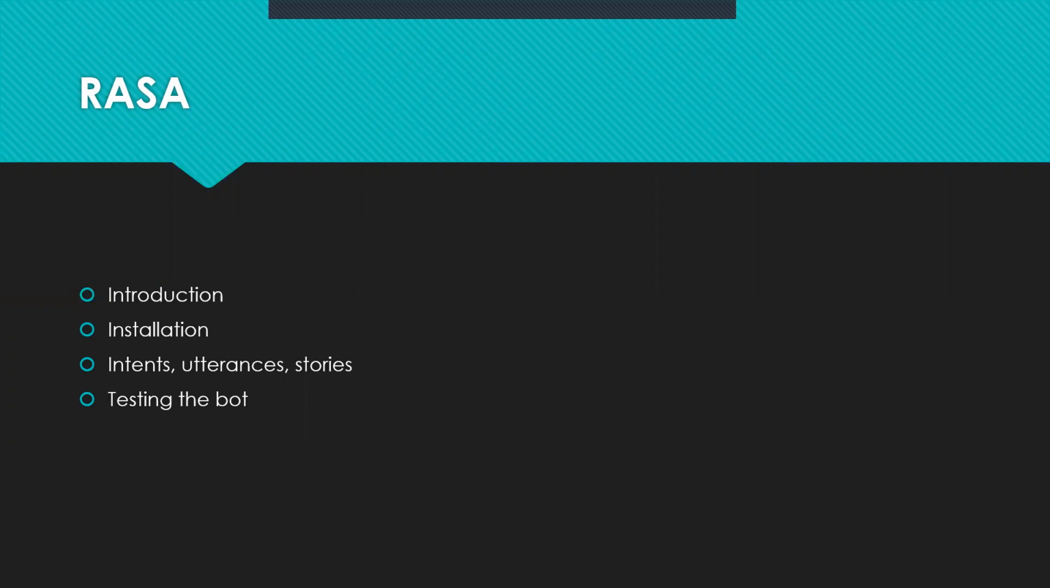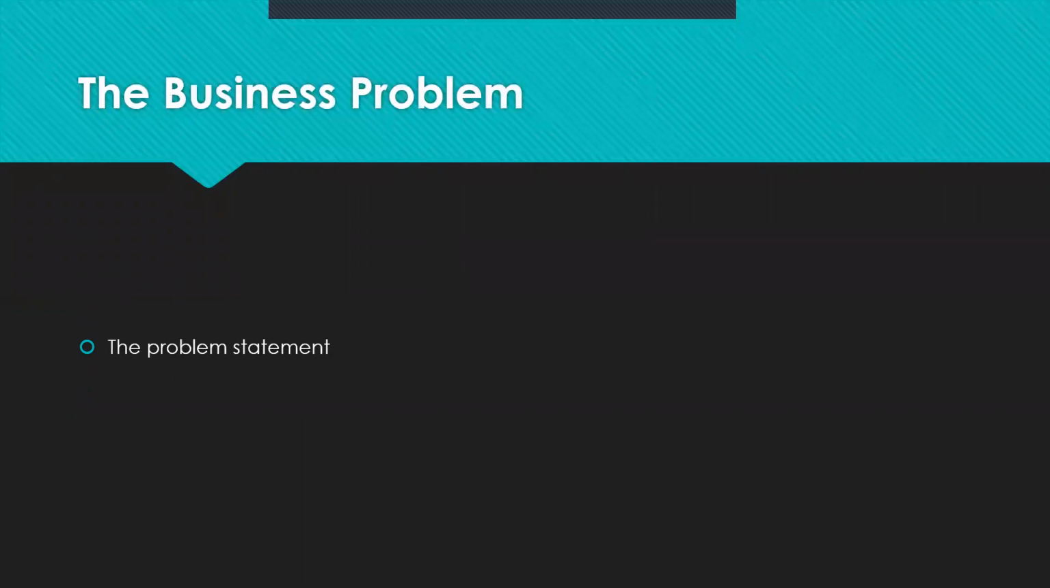Again, we'll talk about basic terms like intents, user utterances, and stories, and how they help us guide our conversation flow. Once we have all those things discussed, we'll go ahead and test our bot in either CLI or a web UI. After that, we'll talk about our problem statement, the business problem that we are going to solve using the RASA chatbot building framework.